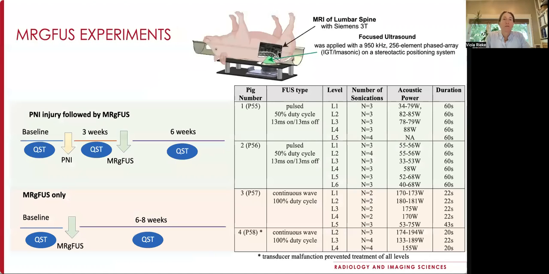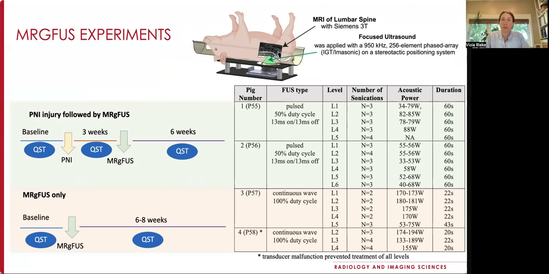We used a 650 kHz, 256 element phased array transducer on a stereotactic positioning system for the MR-guided focused ultrasound experiments. Imaging was performed on the 3T Siemens scanner. We performed two different experiments. 2 animals received focused ultrasound treatment with continuous wave ultrasound.